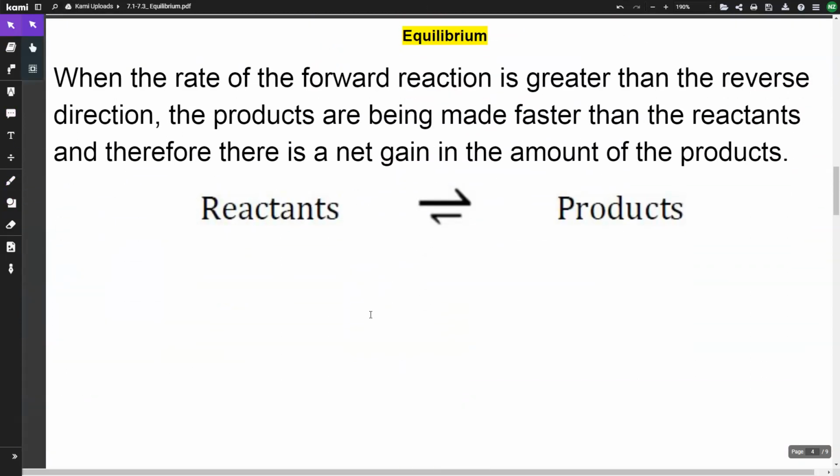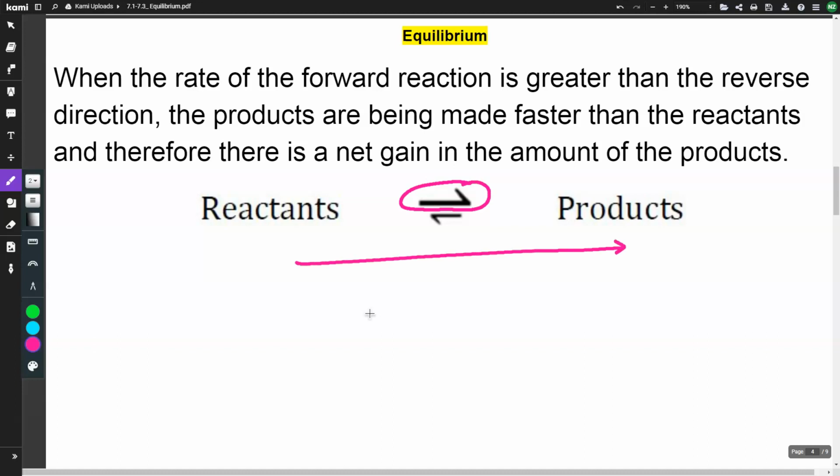Okay, when the rate of the forward reaction is greater than the reverse direction, the products are being made faster than the reactants, and therefore there is a net gain in the amount of products. So you might see it represented like this, where our top arrow is going to be larger. That means that there are more products being made, and that's how the reaction works.